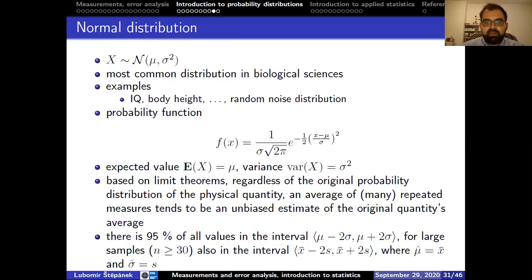Just for information. So to be more practical, it means that you shouldn't worry about the original probability distribution of the physical quantity we are supposed to measure. Don't worry about it. Don't think about it because definitely it will be very complex, and for example, no one on this earth is able to know it. Yeah. So don't worry about it. But you know, regardless of this, that this original quantity's average very likely follows a normal distribution.